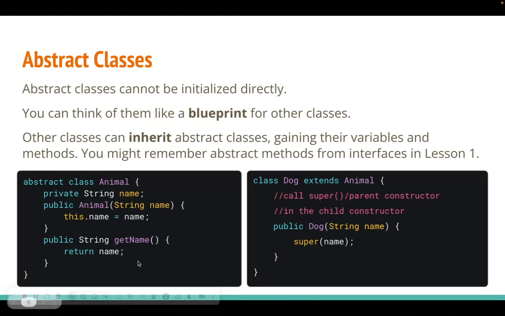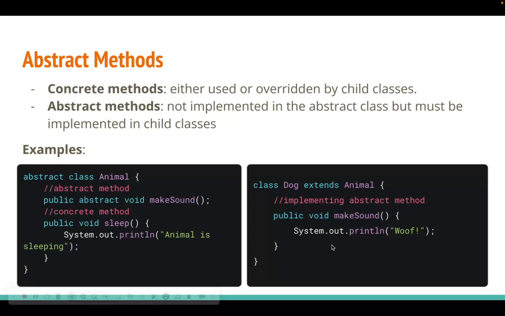So this is one example of an abstract class where it can have a constructor, it can have variables, it can have methods, and then when another class wants to inherit from it, it should use extend, and it can use super to use the parent's constructor.